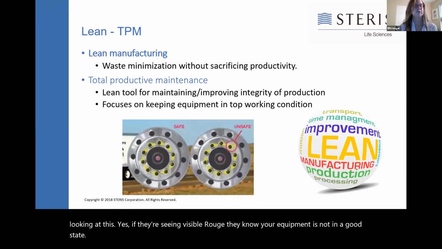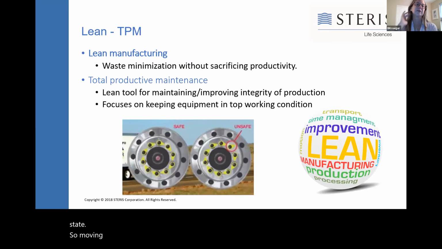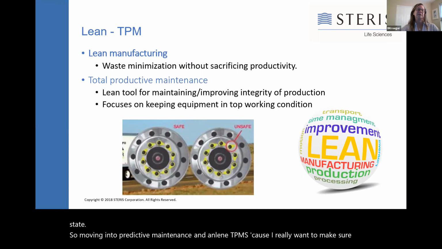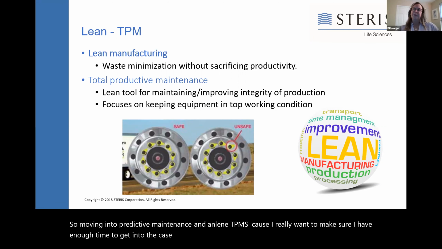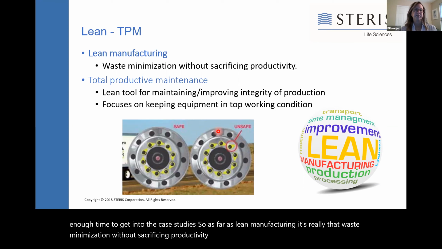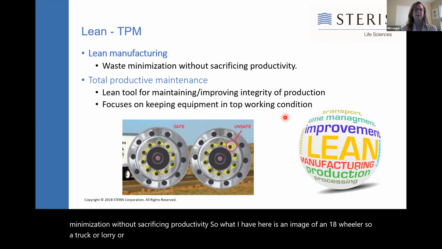So moving into predictive maintenance and lean TPM, because I really want to make sure I have enough time to get into the case studies. As far as lean manufacturing, it's really that waste minimization without sacrificing productivity. So what I have here is an image of an 18-wheeler, a truck or a lorry or whatever you call them in your country. And this right here is a depiction of a wheel check loose lug nut indicator.